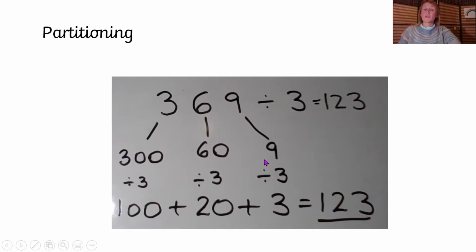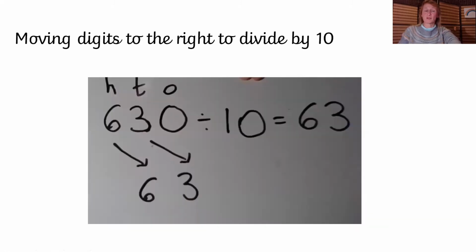So when I've divided all those bits by 3, I need to add them back up together to get the answer. 369 divided by 3 is 123. Okay, so quick go through that because you know how to do that. Done that lots before. Now I know you've done this because we did this very recently.